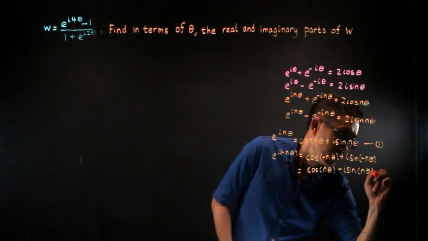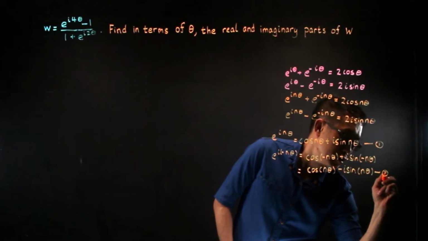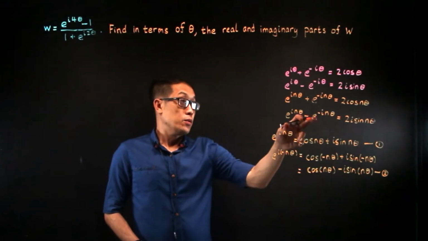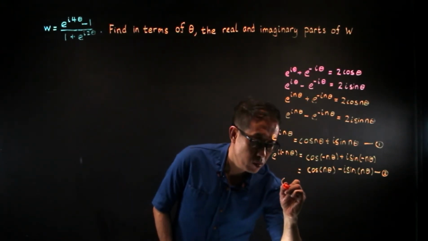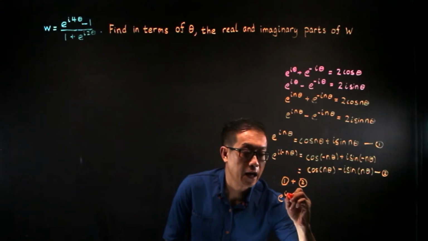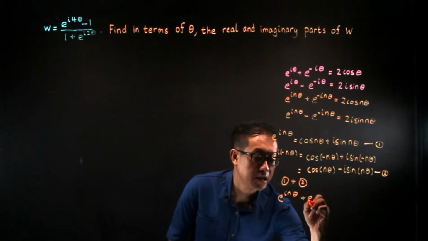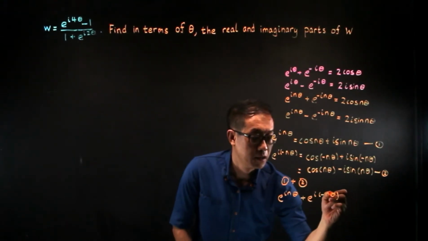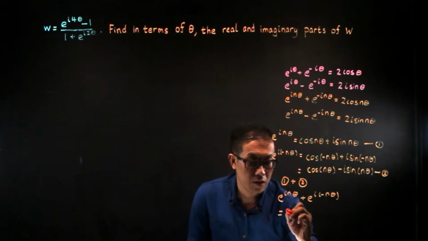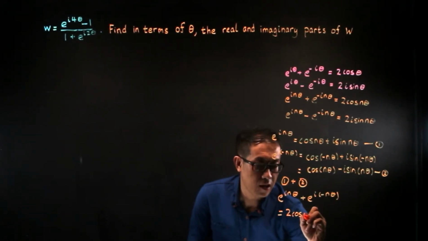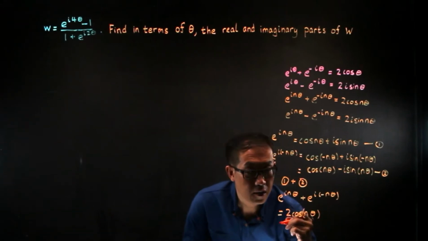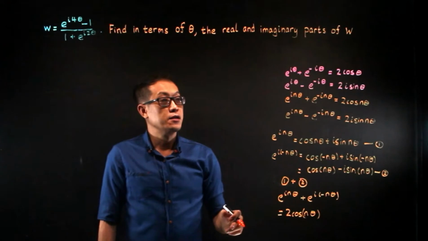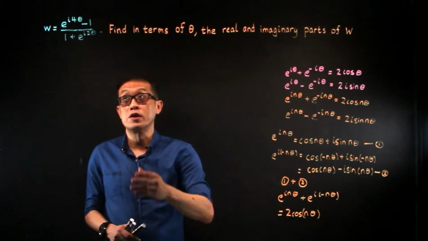Now you have equation 1 here, and you have equation 2. If you use 1 plus 2, e^(inθ) plus e^(-inθ), you get 2 cos nθ. Okay, so I have proven formula number 3. Now let's move on to this question.